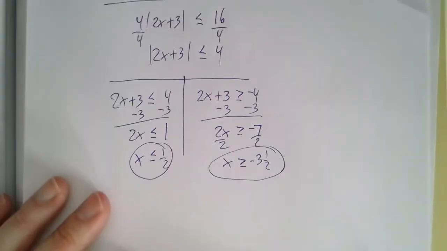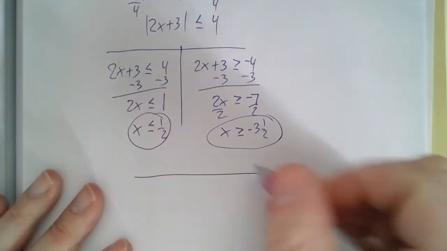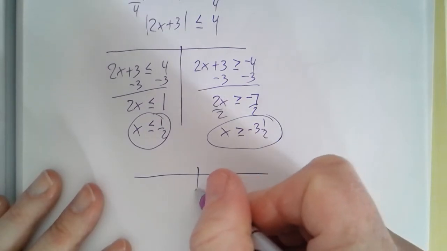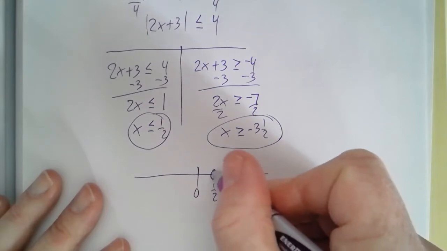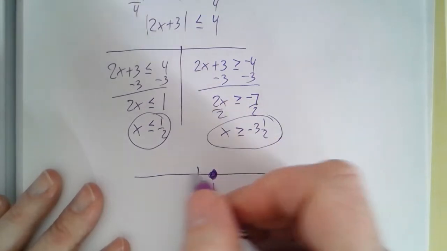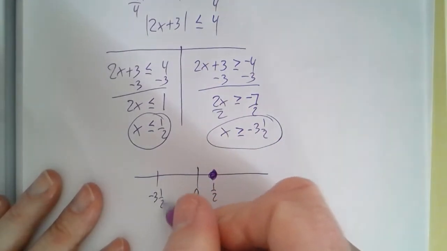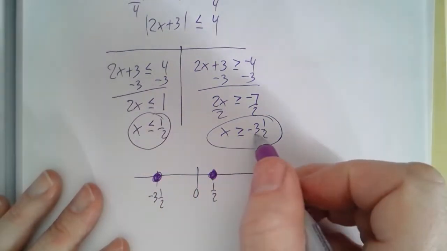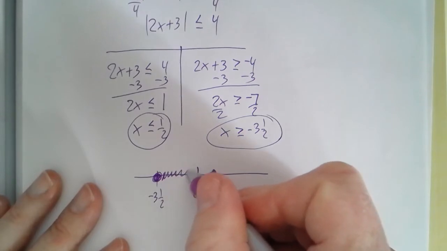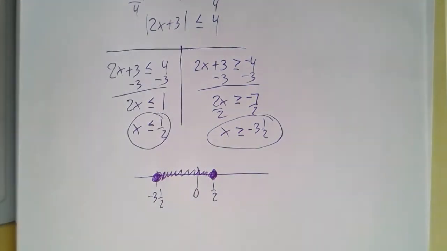Then we make the number line. So we get 0 there. I'm going to put a 1/2 here. Closed circle this time, right? Because it's equal. And then negative 3 1/2 is down here somewhere. Closed circle because it's equal. And it's greater than this, less than this. That means I'm shading in between. All right. So that's what's working with that one.